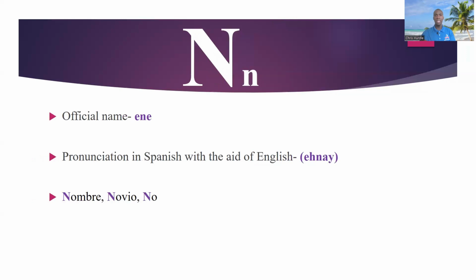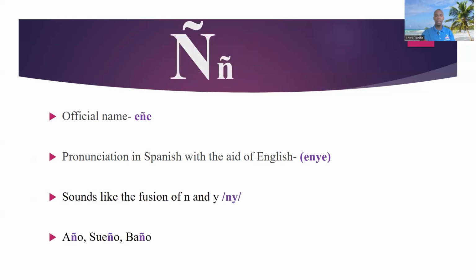N. Nombre, that means name. Novio, that means boyfriend. And no means no. But that's just used for negation in Spanish. Okay? So N. Eñe. So this would be the letter that would make the Spanish and English alphabets different in terms of letters.